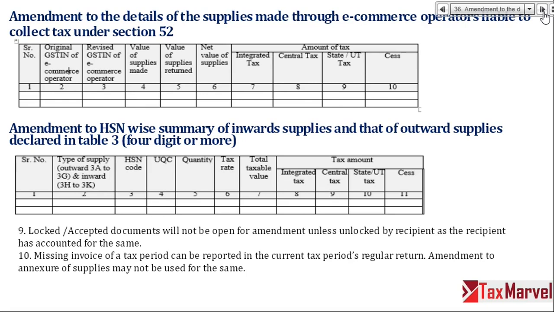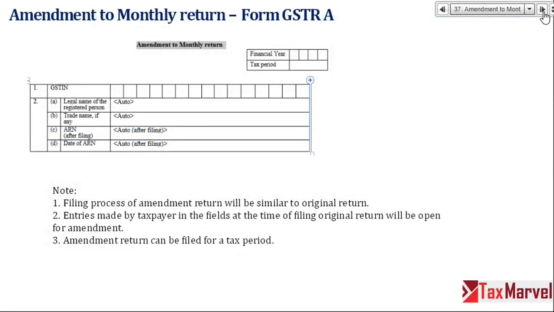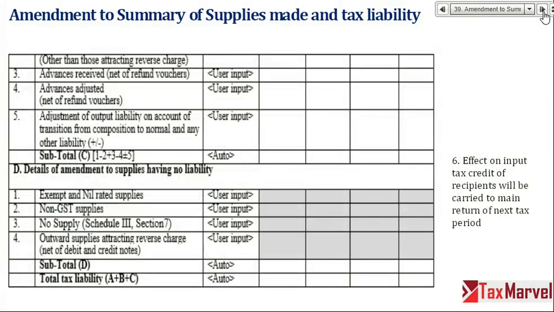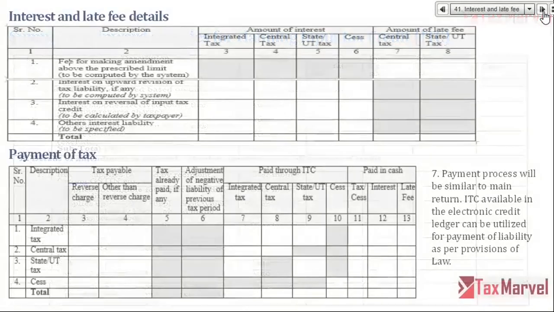Missing invoices of a tax period can be reported in current tax period regular return. Amendment should not be used for that. For missing invoices reporting, don't use the amendment table, right? So amendment of monthly return same way can be done. You see here, monthly return can be amended. So once I have amended the ANX one, the system will ask me, okay, what amendment you want to make. So monthly return can also be amended. Annexure can also be amended, right? Outward supply, inward supply can also be amended.